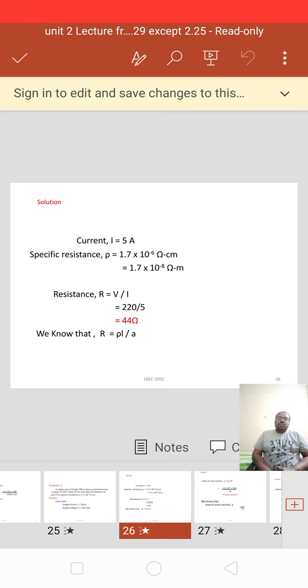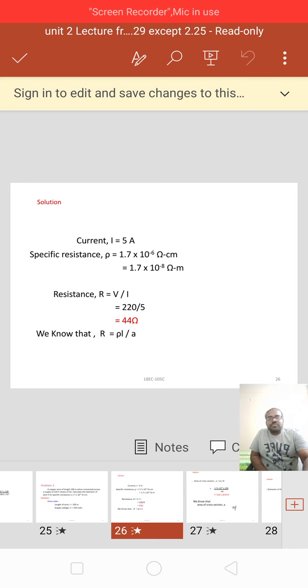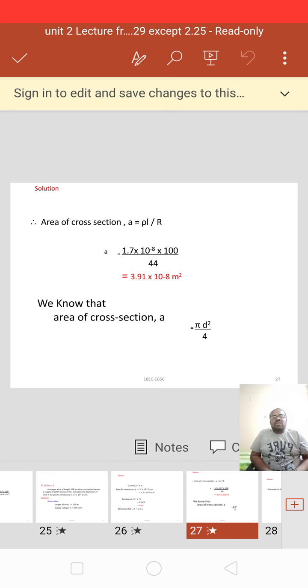We already know that R equals rho into L by A. Here the area of cross section is what we want to find. So A equals rho into L by R. By making changes in R equals rho into L by A, we get A equals rho into L by R, that equals 1.7 into 10 power minus 8 into 100 by 44, that is 3.91 into 10 power minus 8 meter square.